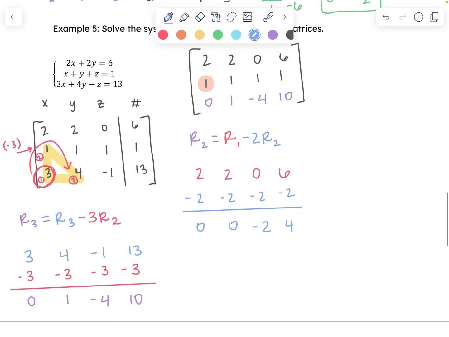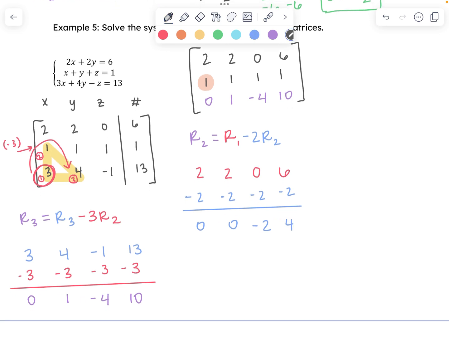So now I'm going to put that where my R2 was. So my first row stays as 2, 2, 0, 6. My third row is still that 0, 1, -4, 10 that I got earlier, but now this row is 0, 0, -2, 4.